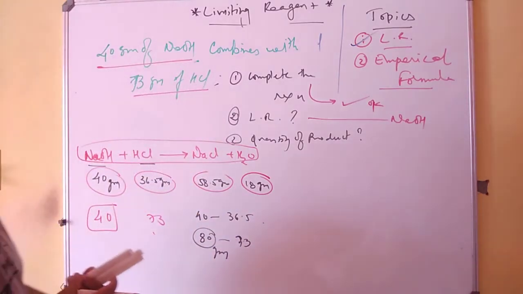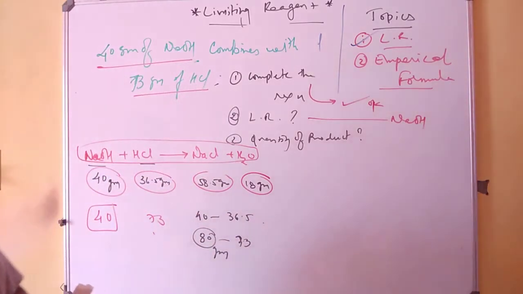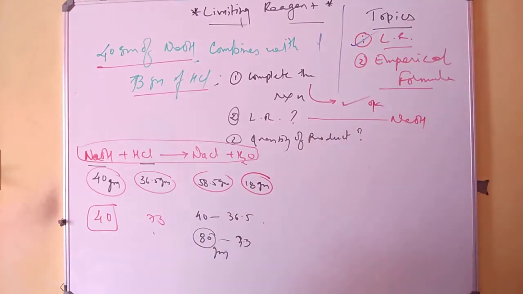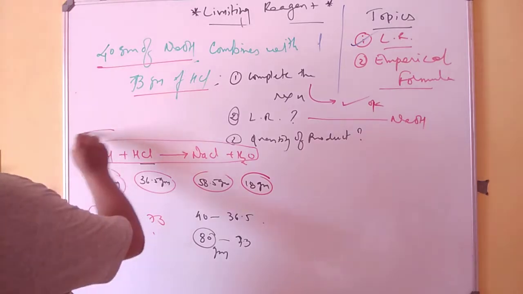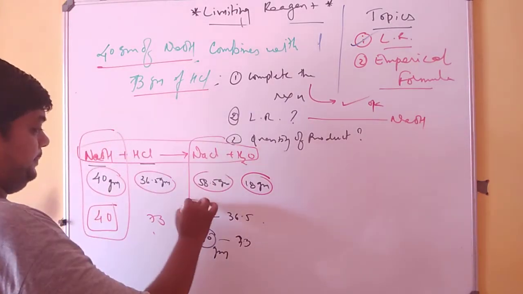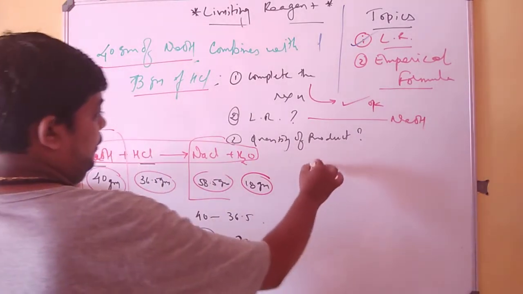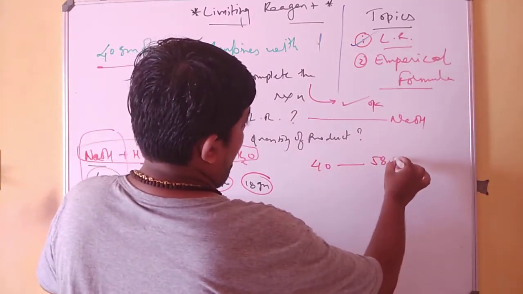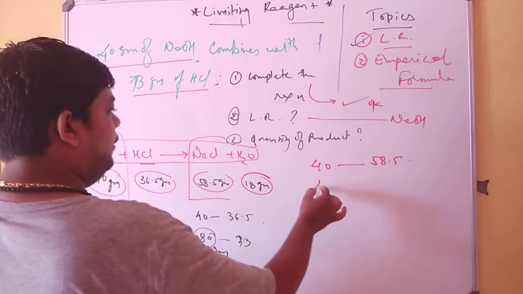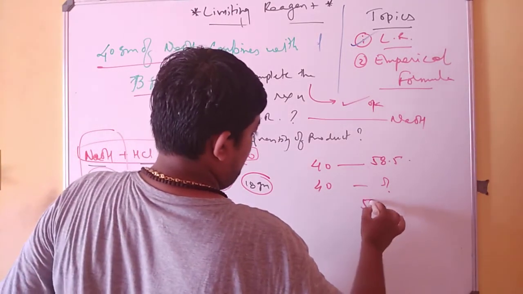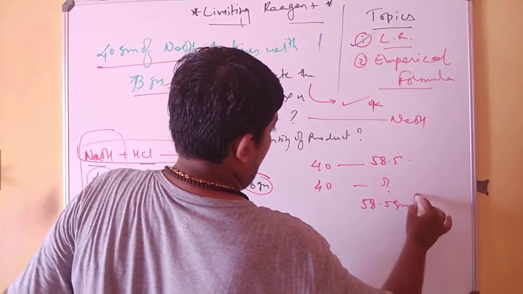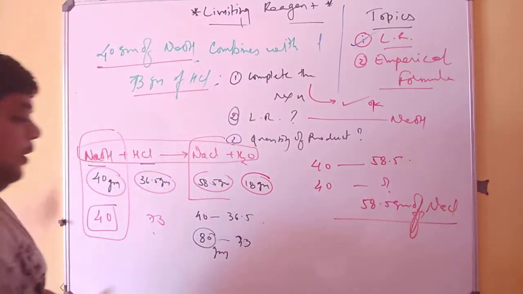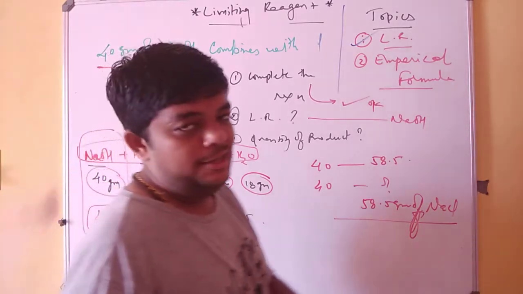If my limiting reagent is sodium hydroxide, what is the product I must get? During this calculation, I have to always use the data set of the limiting reagent with the product. So for 40 gram of NaOH, I am getting 58.5 gram of NaCl. So for 40 gram of NaOH, how much? And my answer will be 58.5 gram of NaCl. This is how, friends, we go with limiting reagents.